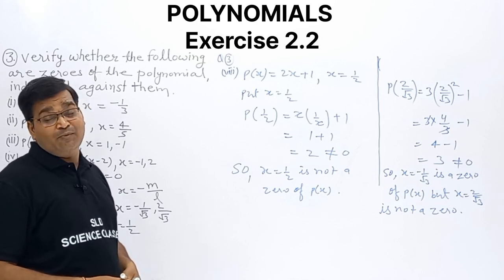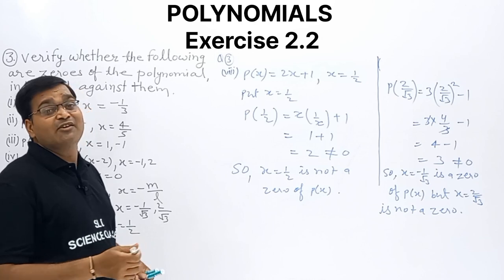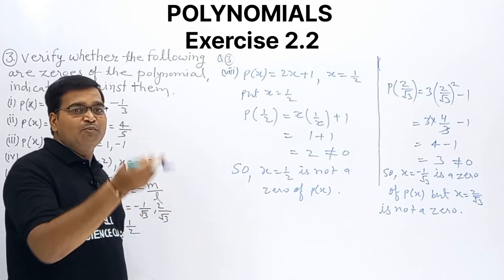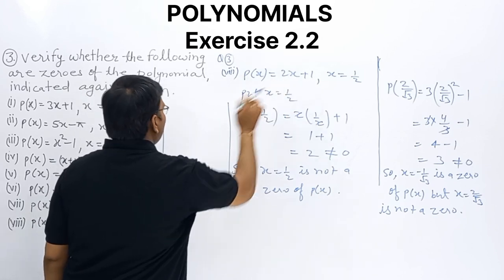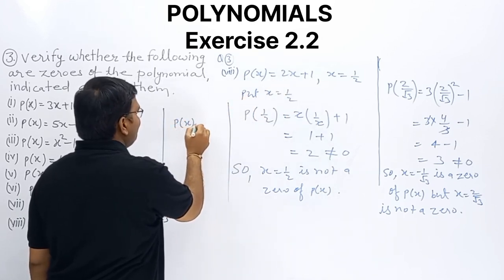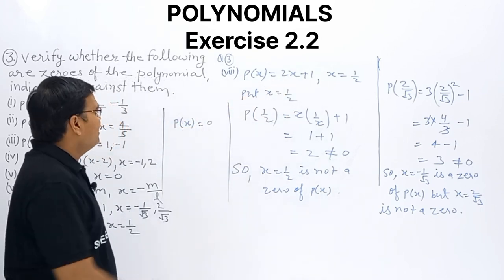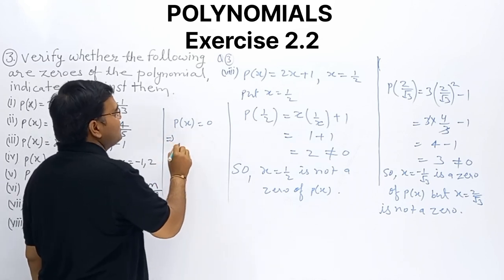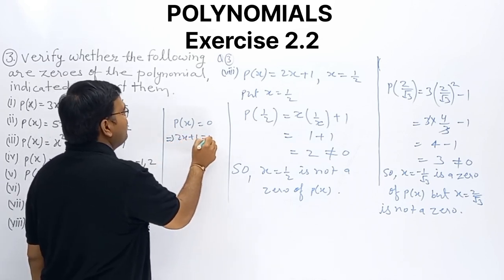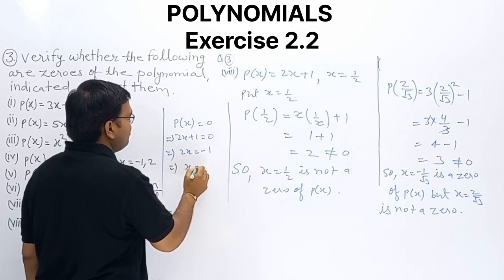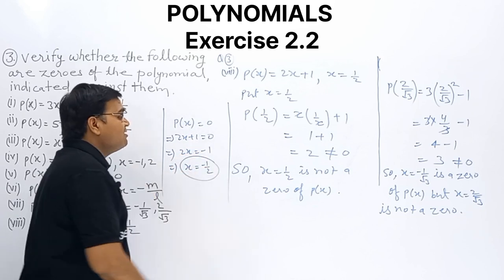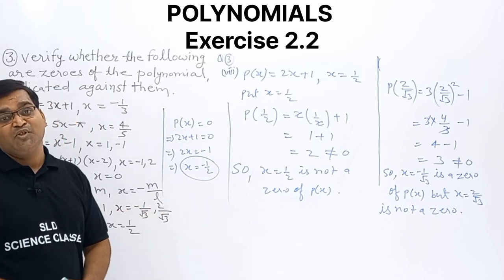What will be its 0? Yes, we can find its 0. For finding the 0, what will we do? We will put the polynomial equal to 0. Then what about p of x? 2x plus 1 equal to 0. What will be its value? 2x equal to minus 1, x equal to minus 1 by 2. X equal to minus 1 by 2 is the 0.